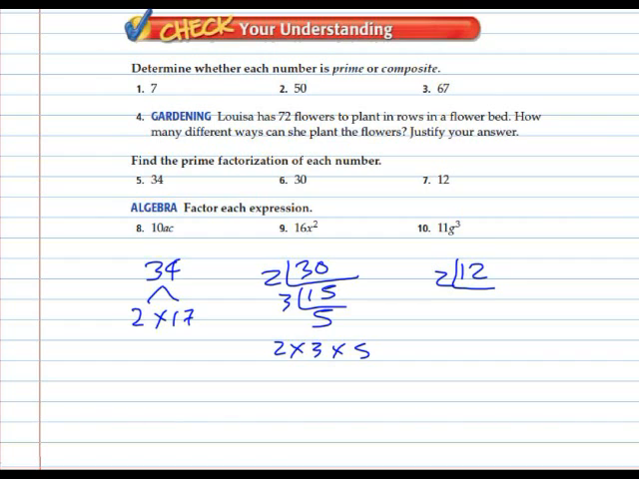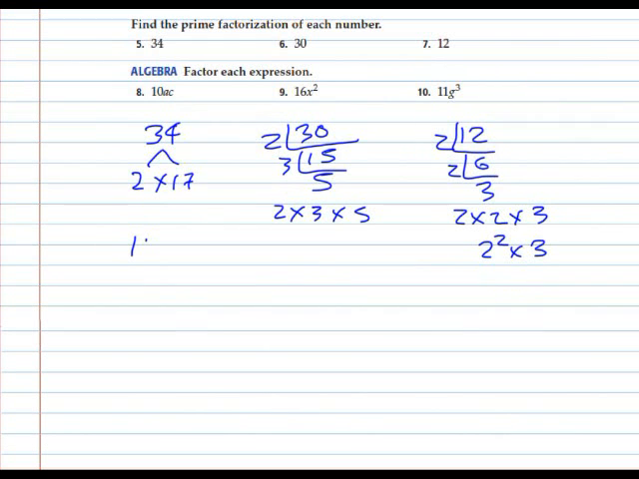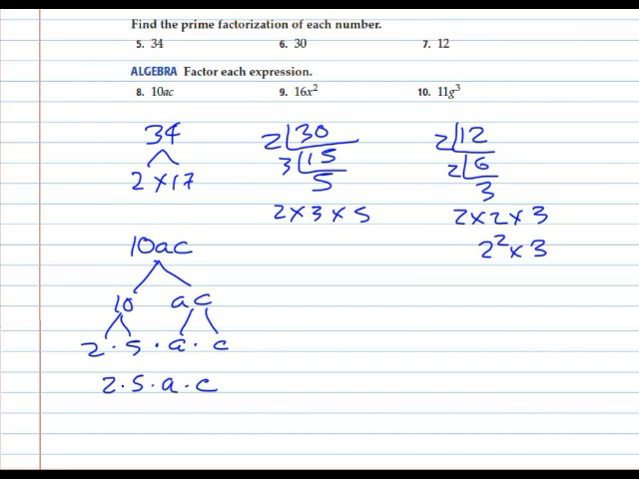The prime factorization of 12 would be 2 times 6, which is 2 times 3. 2 times 2 times 3, or 2 squared times 3. Number 8, 10AC. I would factor that into 10 times AC, factor AC into A times C, factor 10 into 2 times 5. So my prime factorization of 10AC is 2 times 5 times A times C.